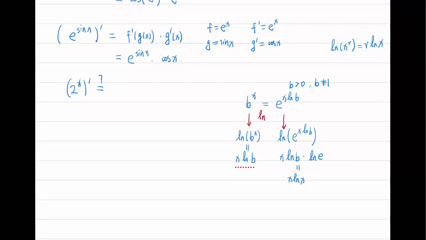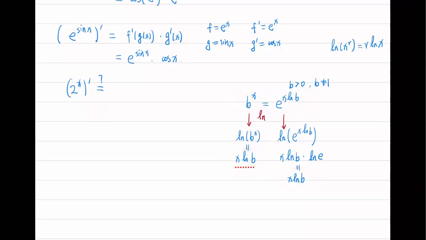Okay, now you can see why they are the same. Because if we take a natural logarithm, they both give us this. Oops, you look at b. Yes, I copied wrong. That's why they are the same.